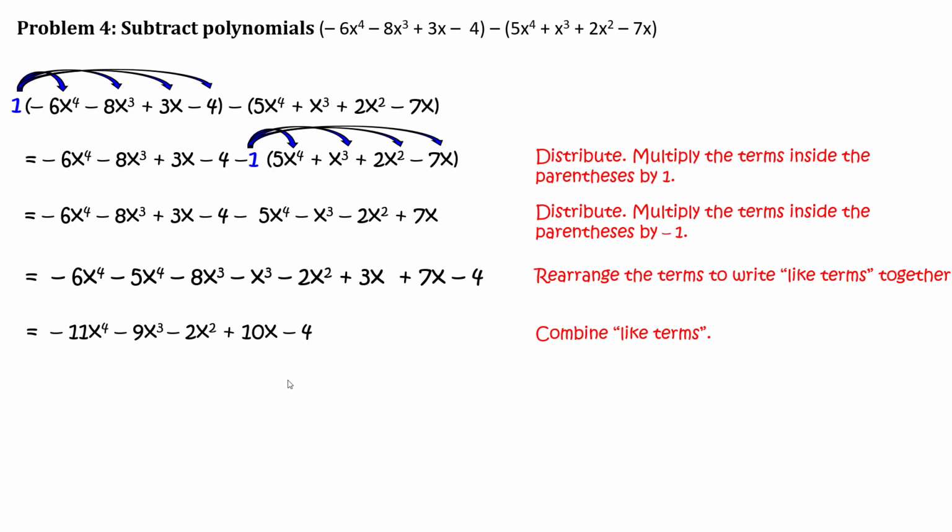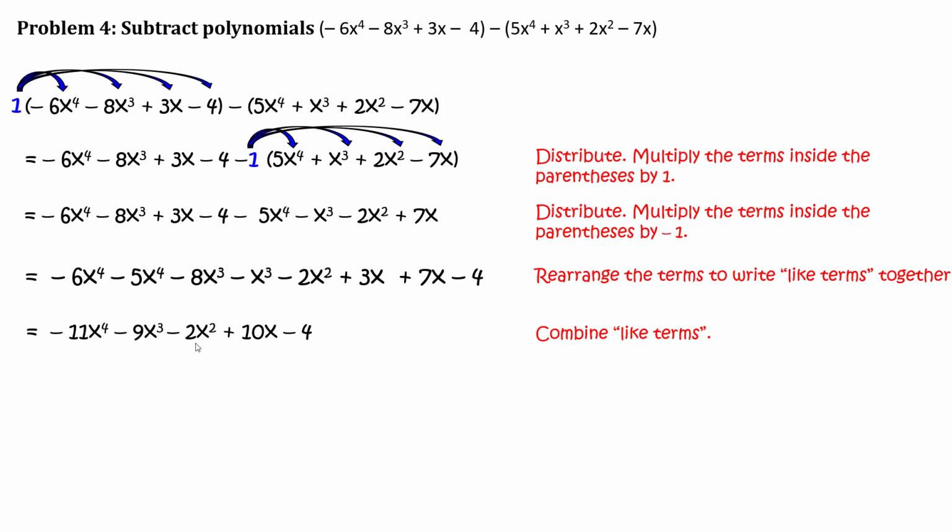And I'm going to combine like terms. Negative 6x to the 4th minus 5x to the 4th is negative 11x to the 4th. I keep the x to the 4th, and negative 6 minus 5 is negative 11. Negative 8x cubed minus x cubed. Remember, there's an implied negative 1 in front of the x cubed, right? So negative 8 plus negative 1 is negative 9x cubed. Negative 2x squared just stays by itself. 3x plus 7x is 10x, and minus 4.